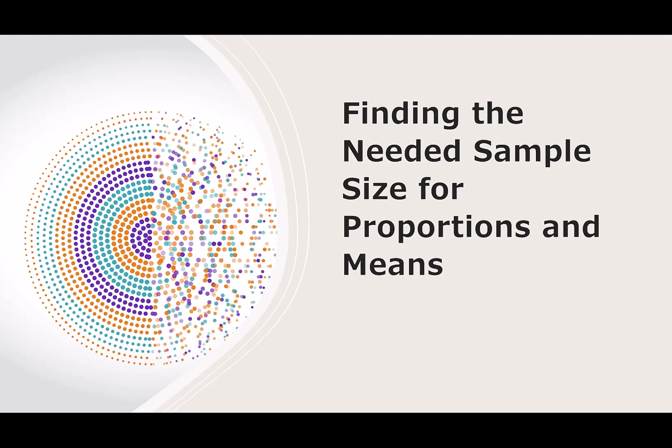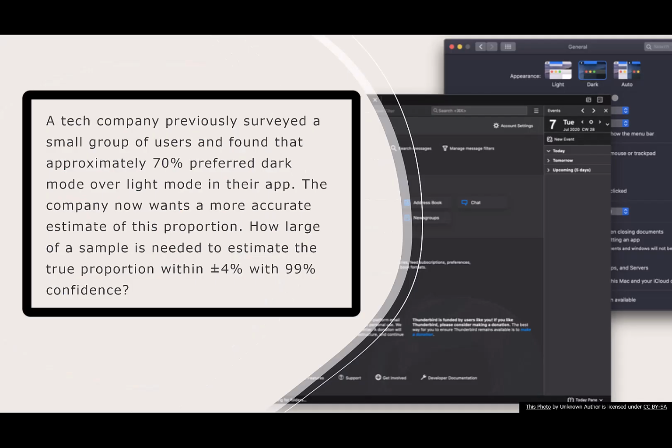Hi everybody, today we'll be finding the needed sample size for proportions and means. Let's start with an example. A tech company previously surveyed a small group of users and found that approximately 70% preferred dark mode over light mode in their app. The company now wants a more accurate estimate for this proportion. How large of a sample is needed to estimate the true proportion within 4% with a 99% confidence?